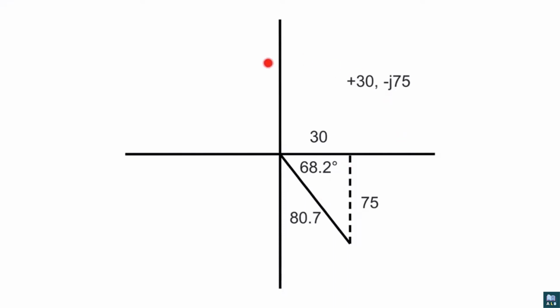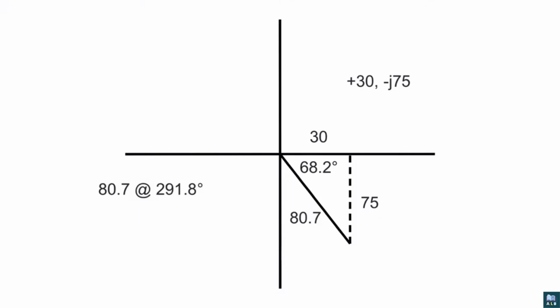Now we said that the angle on this side was 180 minus. The angle on this side is 180 plus. We could say that the angle over here is 360 minus, and that will give us an angle of 291.8 degrees. So we could say that 30 and negative j75 rectangular is the same as 80.7 at 291.8 degrees.